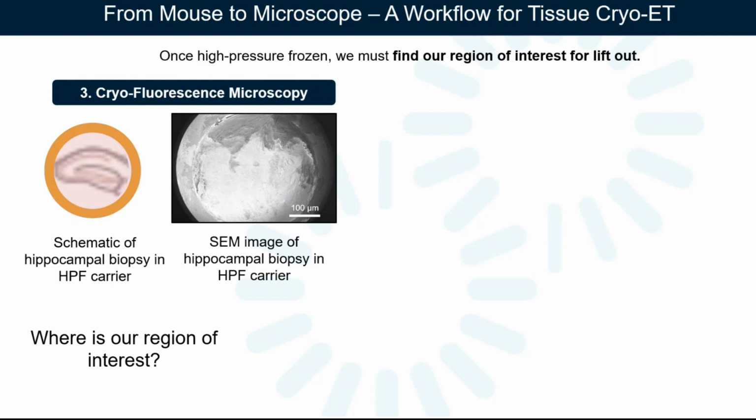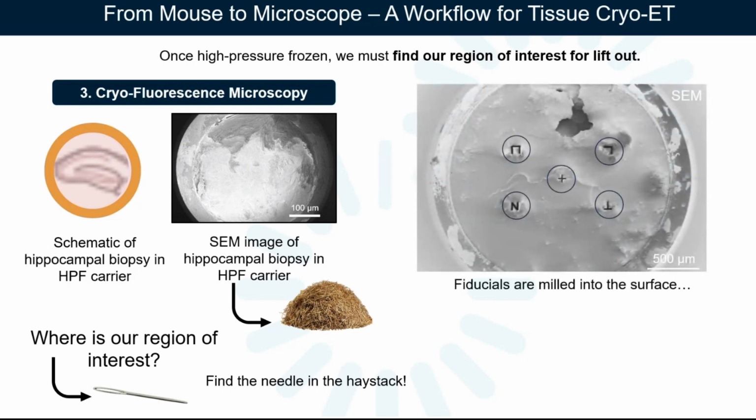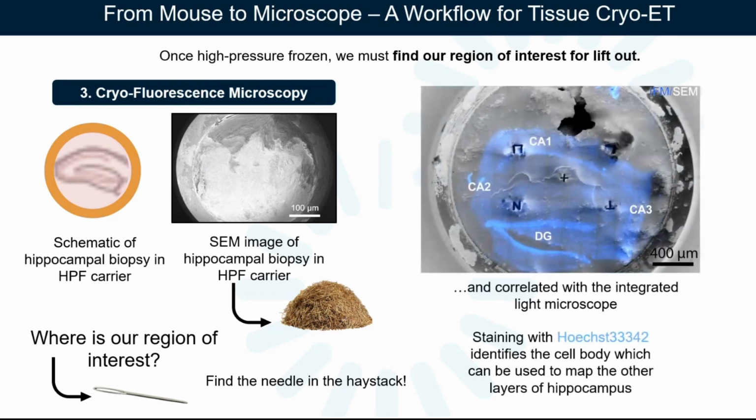So after that, we had to find our region of interest. You take your highly pixelated schematic of your hippocampus biopsy and you put it in the SEM after high pressure freezing, and you basically have this big sheet of ice, which is featureless. So the question is, how do you find your region of interest? It's effectively like finding a needle in a haystack. Our approach has been focused on taking the high pressure frozen sample and milling fiducials into the surface. And then by using the integrated light microscope, you can correlate these SEM images with the fluorescence.